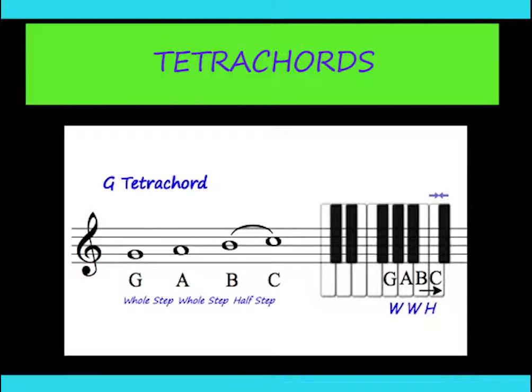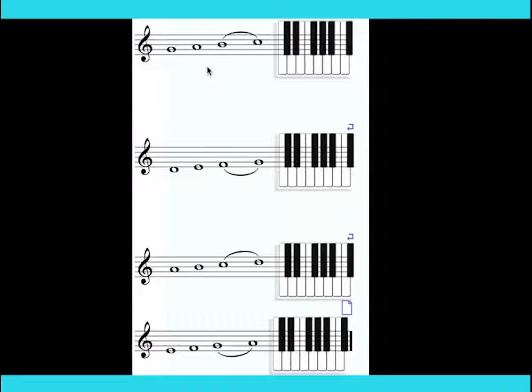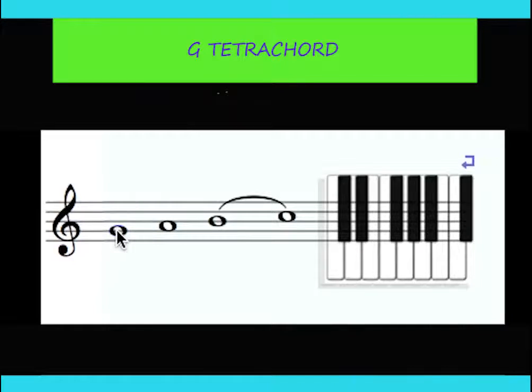Let's look at the G tetrachord. Whole step, whole step, half step. C and G tetrachords are the only tetrachords that are built using only white keys. Let's build some tetrachords. The first one we're going to do is review the one starting on G.